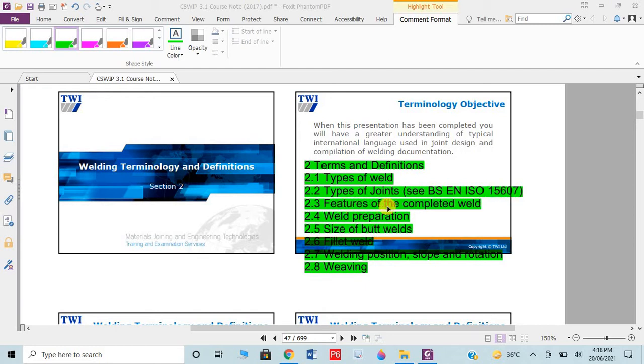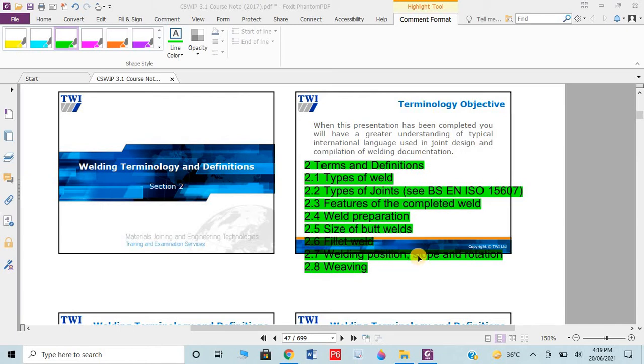Features of a completed weld: which features are necessary for completing any welding. Weld preparation means related to the joint, how we have to prepare the weld. Then we have the size of butt welds. What is a butt weld? Size of butt weld. What are the terminologies in butt welding? Next we will cover the fillet weld. What is a fillet weld? Which terms are used in fillet welding, etc.